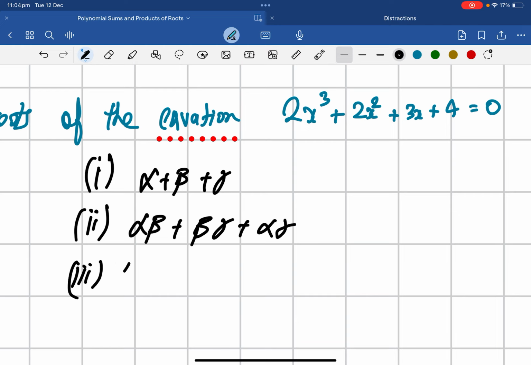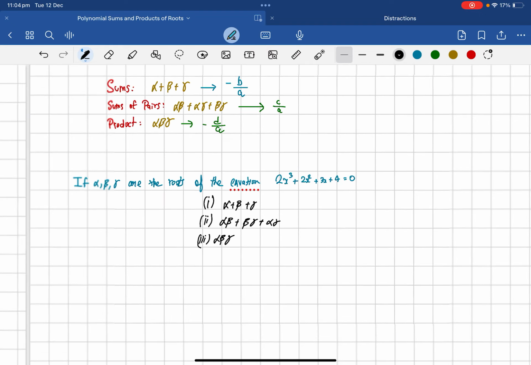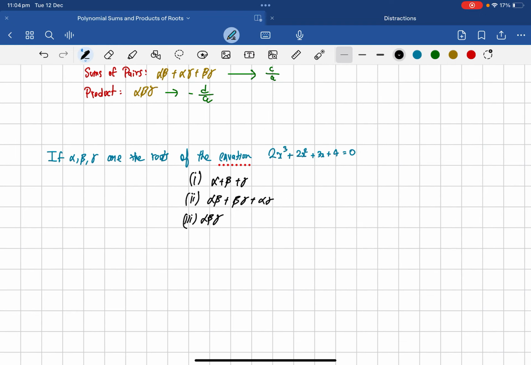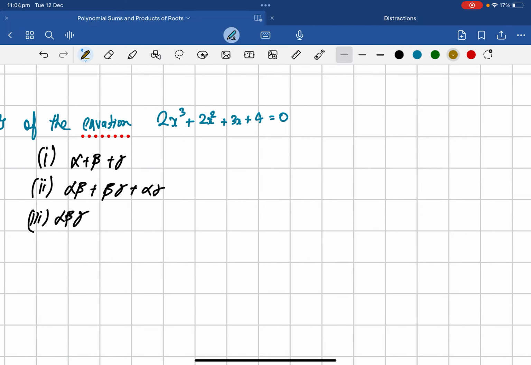And then finally, alpha beta gamma. So they're basically asking for the sum of pairs, and products. Right, okay. So we know that the sum is minus b on a. So what's minus b? Well, that's minus 2 on 2, which is minus 1. Simple. This is all you need to be doing when you're actually doing the questions.